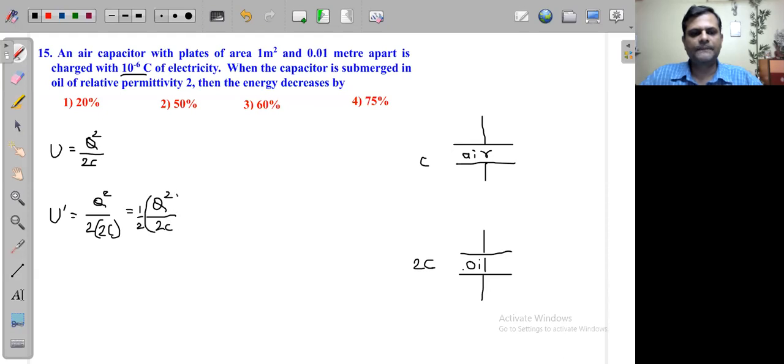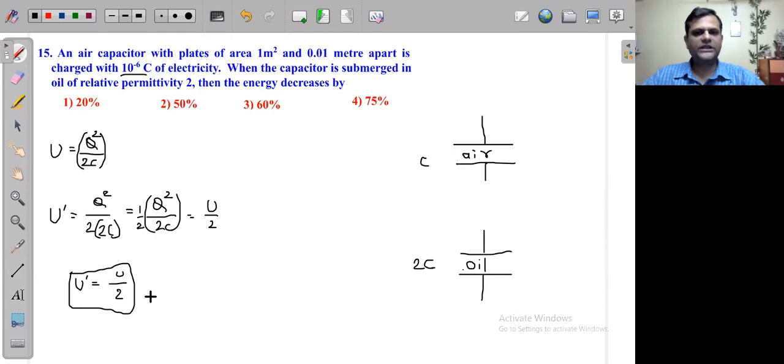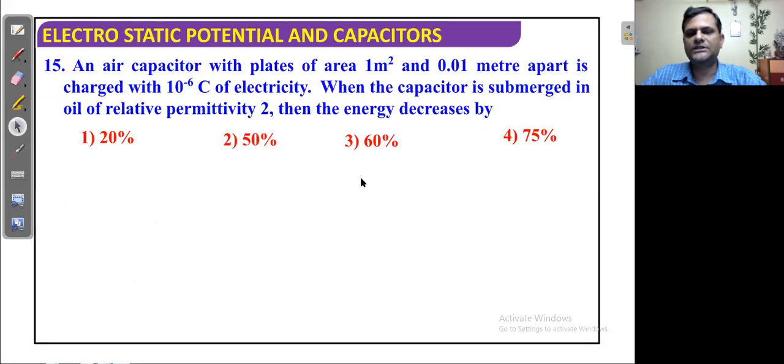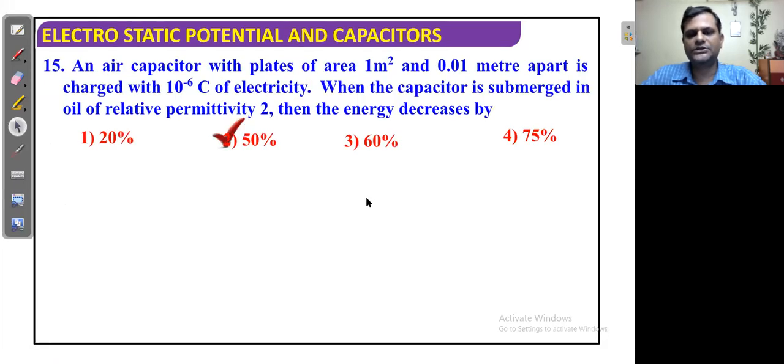But actually if we just see Q square by 2C is going to be U only. That means we can just say that this will be expressed as U by 2, which means that U dash is going to be U by 2, means energy just becomes half. That means loss in energy is just half. Half means 50%. That means the 50% of energy will be lost, or it will decrease by. So energy will decrease by 50%. That is going to be the answer, which is already there in option 2 here.